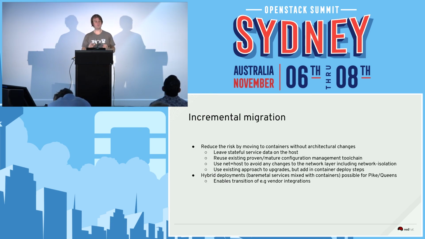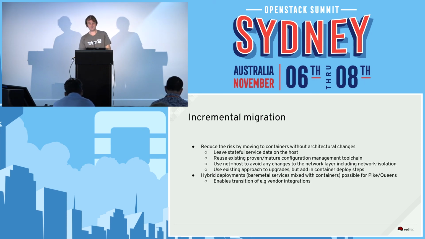We've also enabled hybrid deployment, so you can actually deploy Puppet configured services on bare metal mixed with containers. That's useful, for example, if you've got vendor integrations which are not yet ready to be run in a containerized environment. So that's, again, a stepping stone which has allowed us to make progress this release.